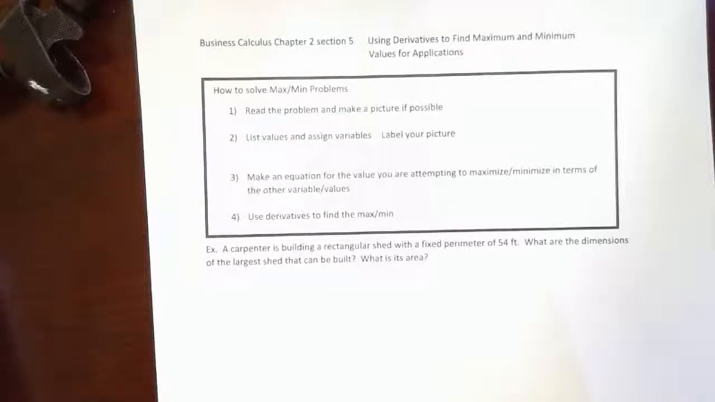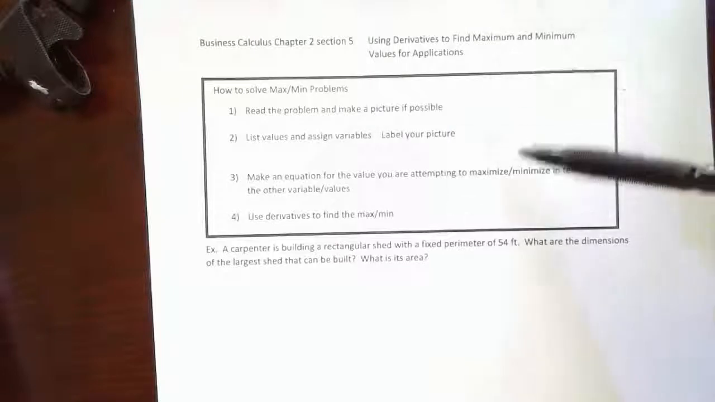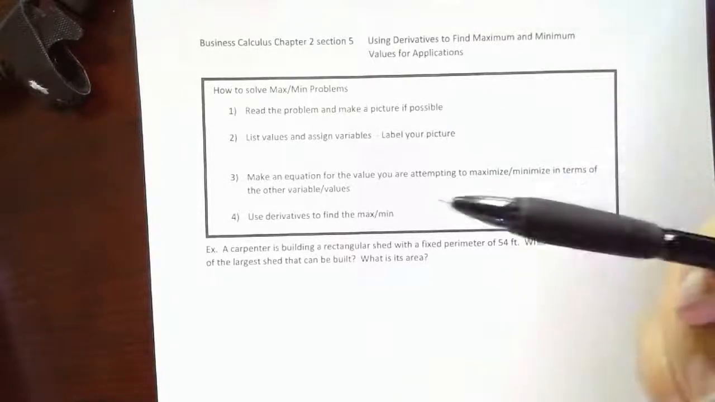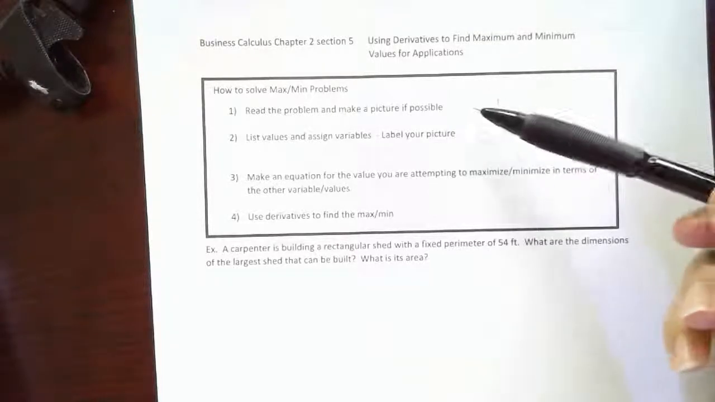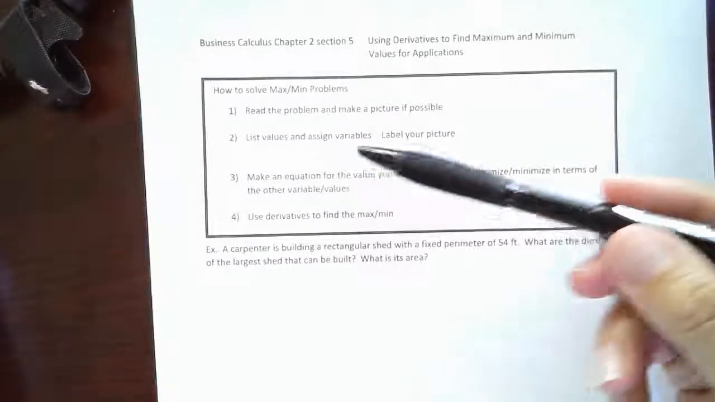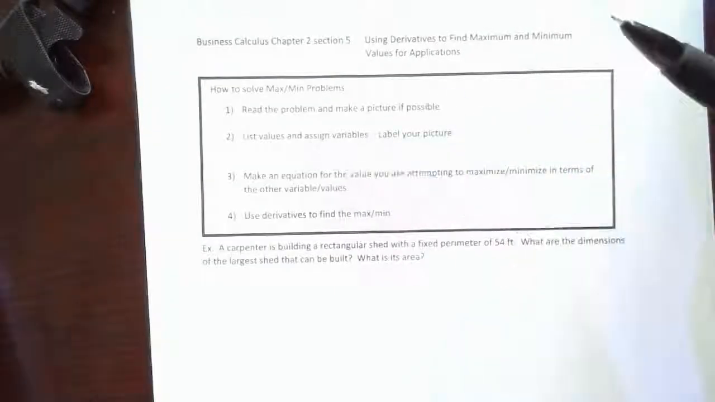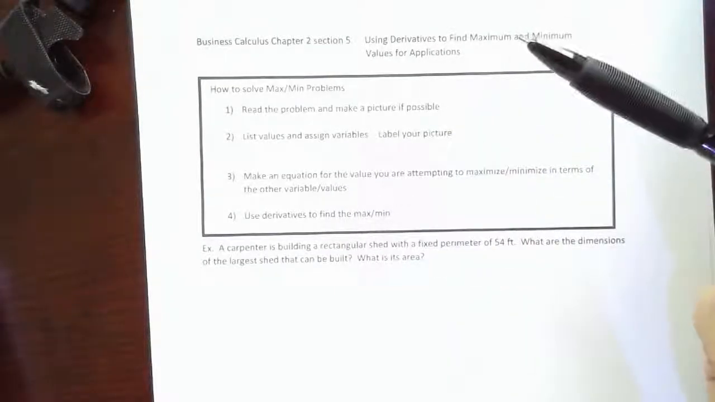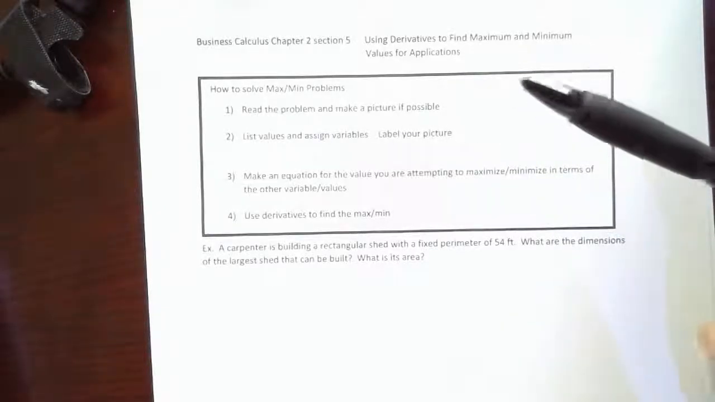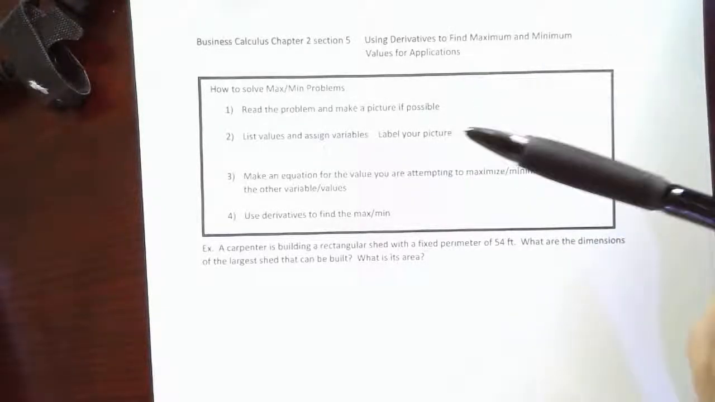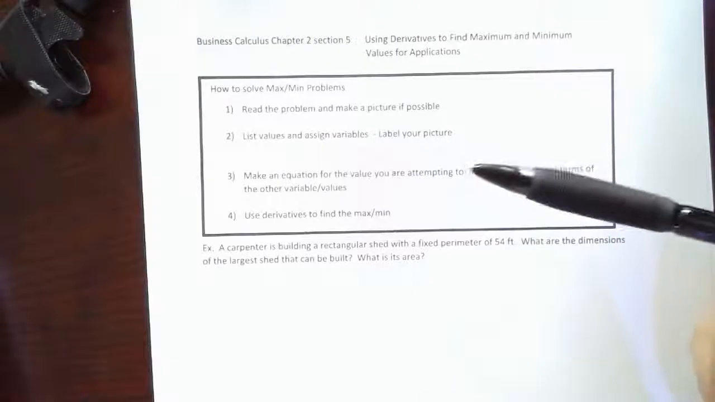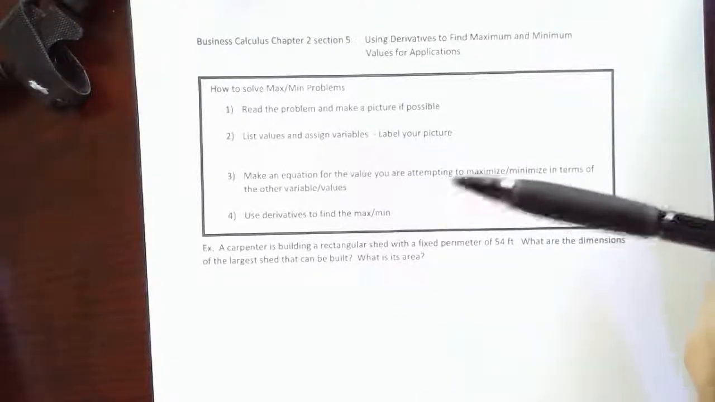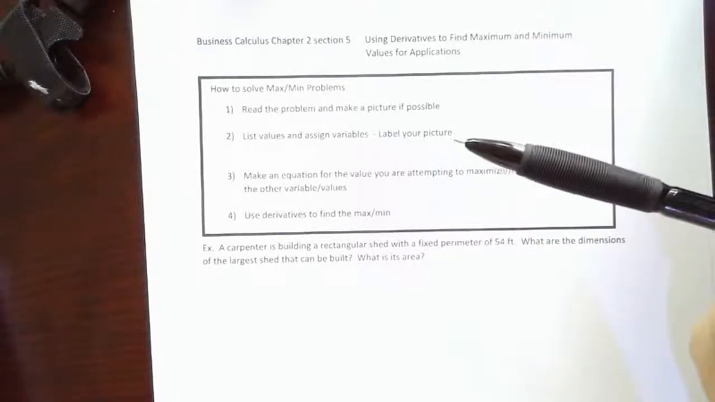Section 5, we're going to be doing application problems. So in order to work on these problems, first thing we should do obviously is read the problem. If we can, we'll go ahead and make a picture. We need to figure out what we know and what we don't know. If we don't know something, we're going to assign it a variable, and we'll label our picture as best as possible. Then we're going to make some equations out of what we've been given in the reading of the problem.